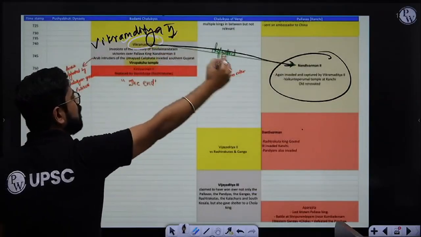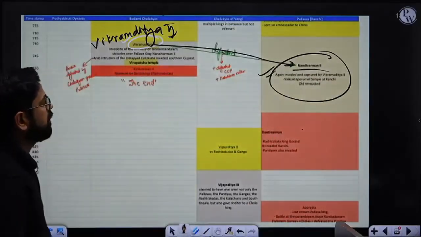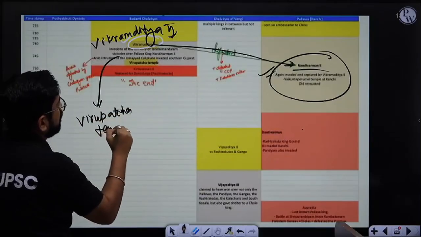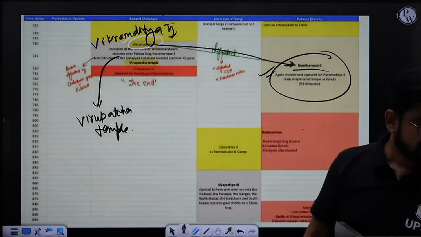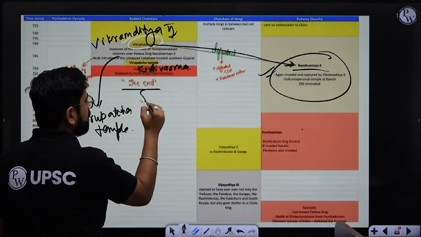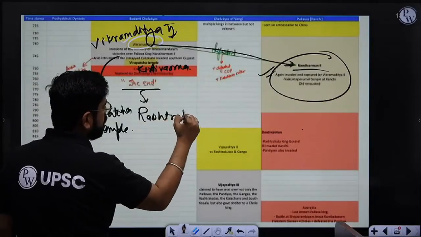Vikramaditya II. One is he defeated Nandivarman II. Right, he defeated him. Plus nearby areas and all. And another is Virupaksha temple. Right, and the last person is Kirtivarman II. Kirtivarman. And this is the end of the story. From here, Rajputas will come. Rajputas will create their own kingdom from here.